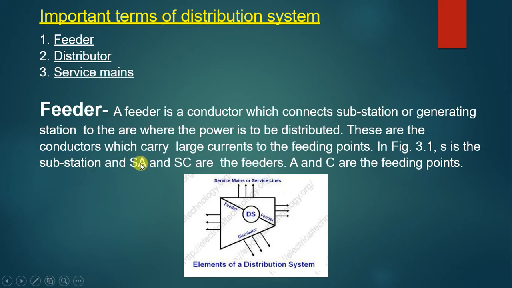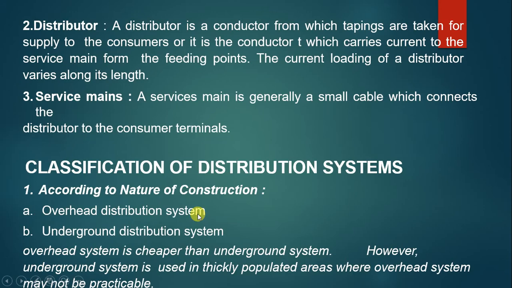Substation to A and substation to C, SA and SC, are the feeders, and A and C are the feeding points, right? A and C. In this figure it is not shown here. Okay.